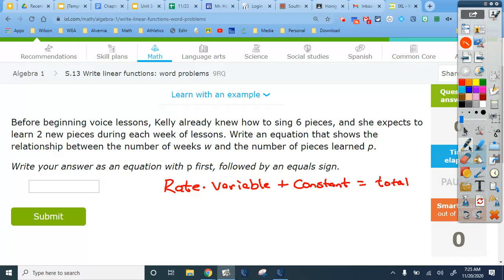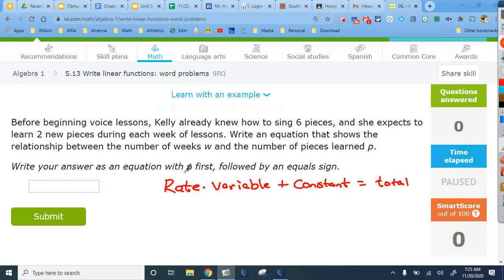So what I like to look for first is my variable. And in this case with functions, we have two variables that we're looking for. It tells you right here, write your answer as an equation with p first, followed by an equal sign. That's the instruction. So my question is, what does p represent? Well, if I read through here and find where p actually is, p represents the number of pieces learned. So that's where I'm going to start. I'm going to start with p equals the number of pieces learned.